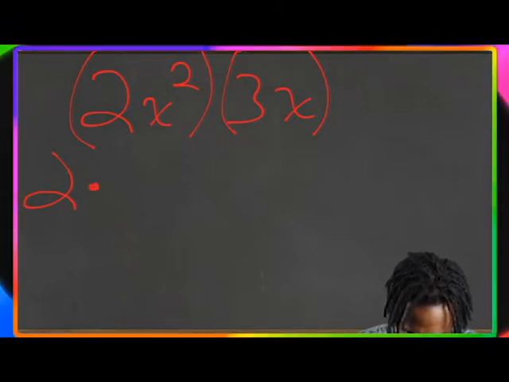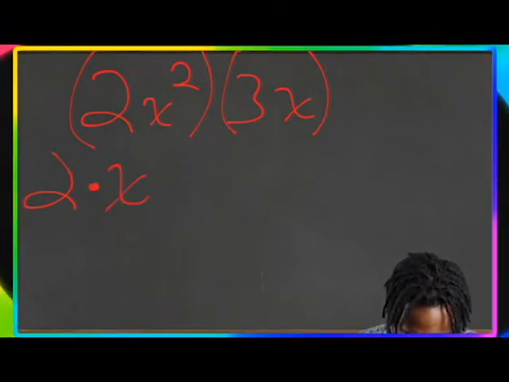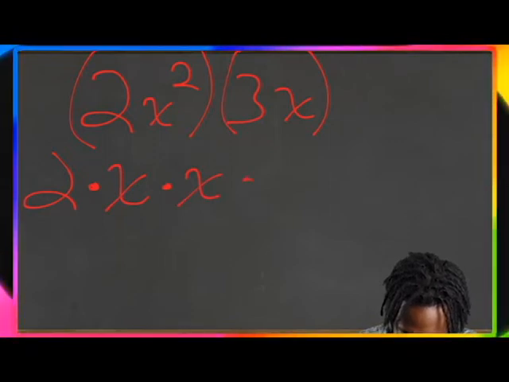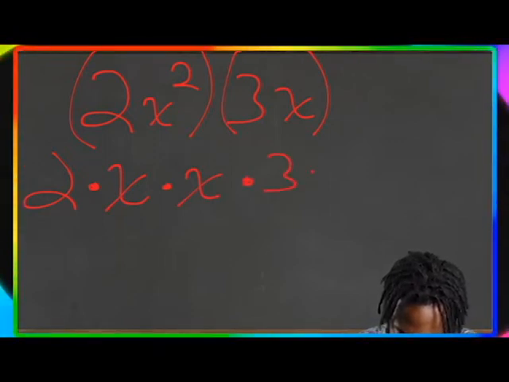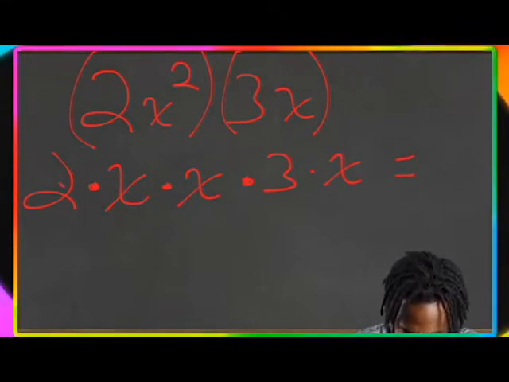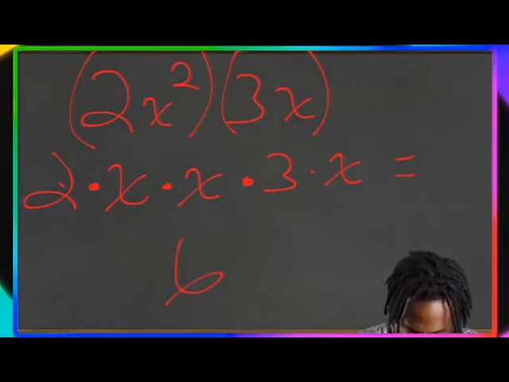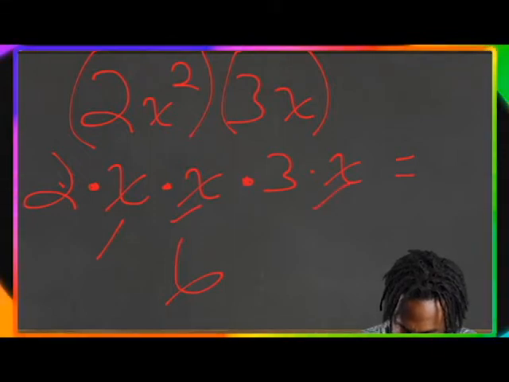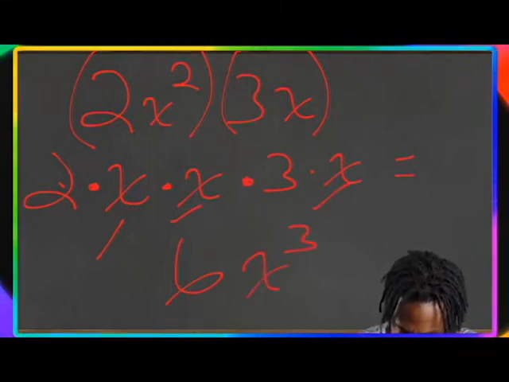So we got 2 times x times x times 3 times x. Now, 2 times 3 is what? 6. How many x's do you have? 1, 2, 3. X to the what? Third. That is your answer.